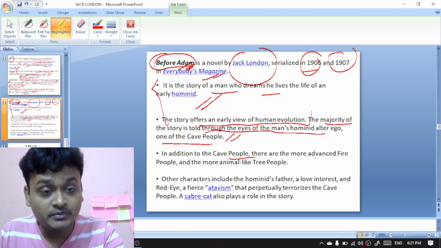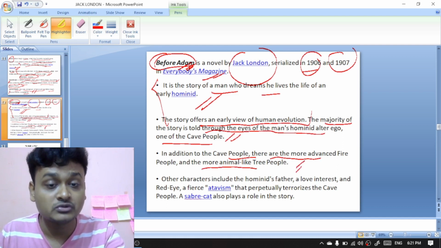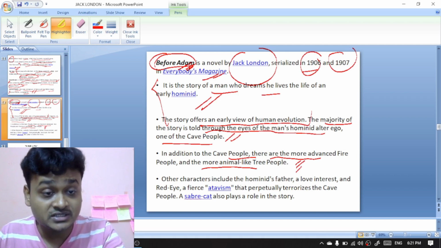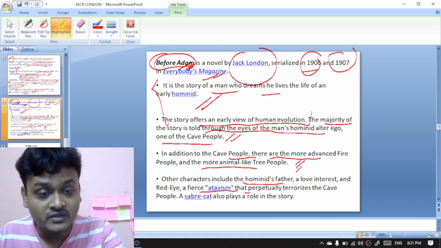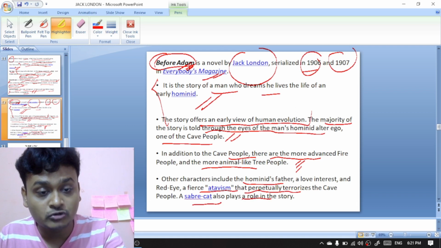In addition to the cave people, there are the more advanced fire people and the more animal-like tree people. Other characters include the hominid's father, a love interest, and Red Eye, a fierce atavism that perpetually terrorizes the cave people. A saber cat also plays a role in the story. That is Before Adam, a novel written by Jack London.